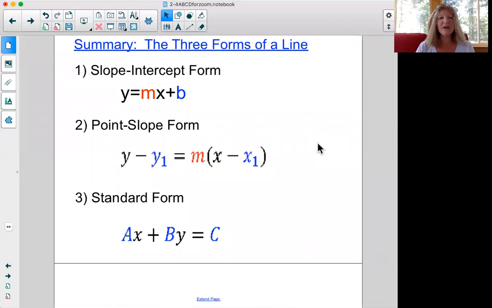So here's a summary of all 3 forms of the line. I have made separate videos for each form in case you want to go back and review any of that.